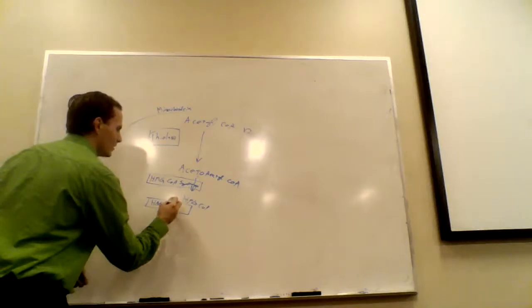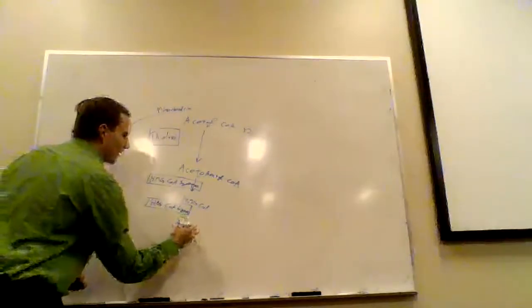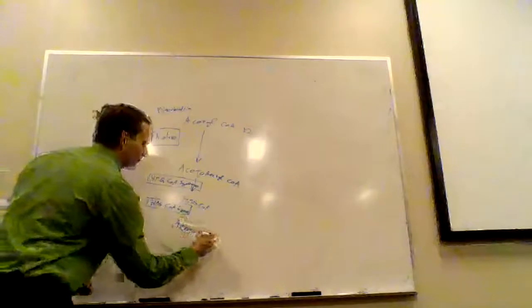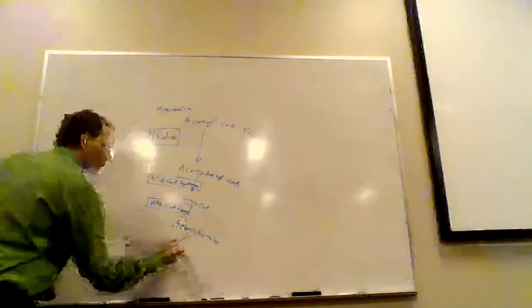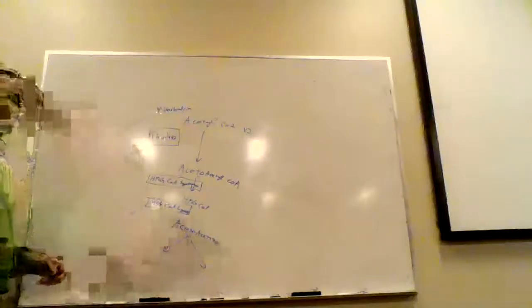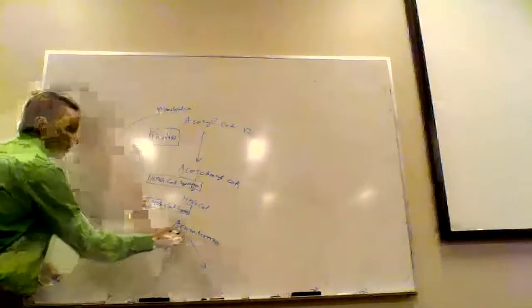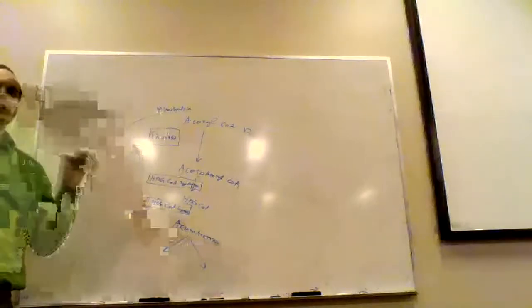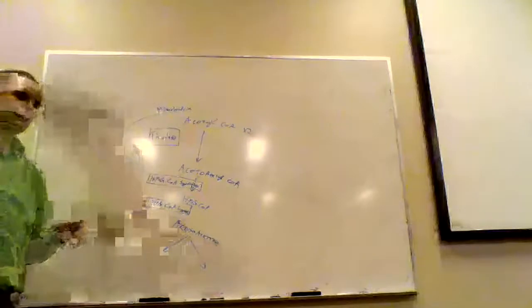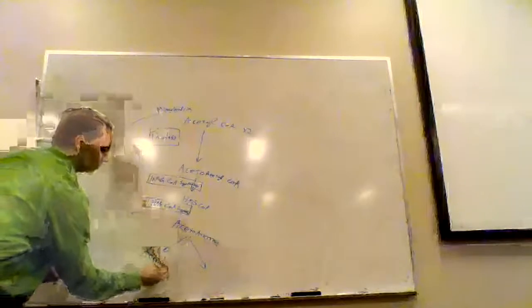HMG-CoA lyase. And that makes acetoacetate. And that's where that guy goes. And that is our first of the ketones. There are 3 ketones. Okay? Acetoacetate. And acetoacetate can spontaneously, meaning without an enzyme, change into acetone, which is a waste product, gives you no energy, and is really rough on the blood vessels.